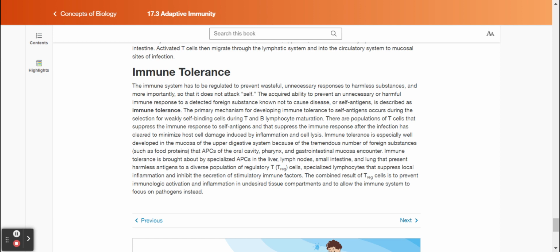Immune tolerance is brought about by specialized APCs in the liver, lymph nodes, small intestine, and lung that present harmless antigens to a diverse population of regulatory T cells, or Tregs, specialized lymphocytes that suppress local inflammation and inhibit the secretion of stimulatory immune factors. The combined result of Treg cells is to prevent immunologic activation and inflammation in undesired tissue compartments and to allow the immune system to focus on pathogens instead.